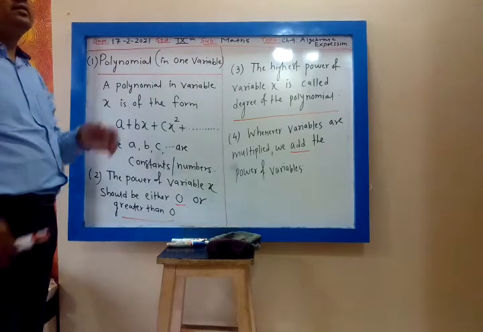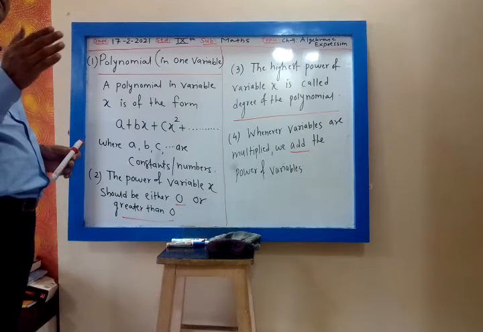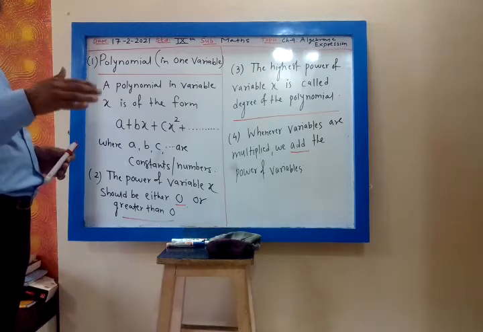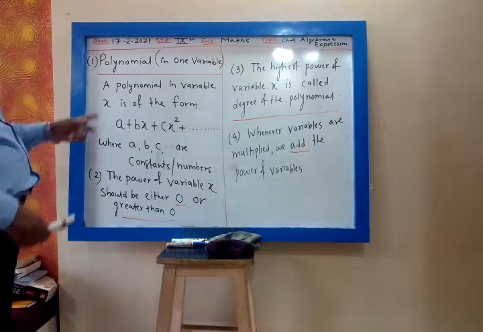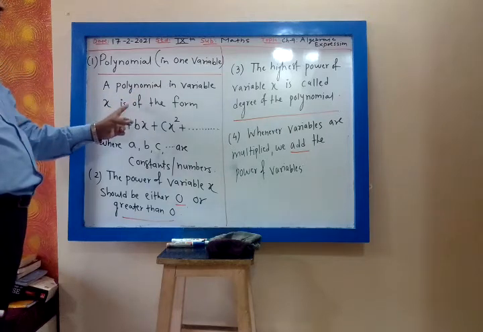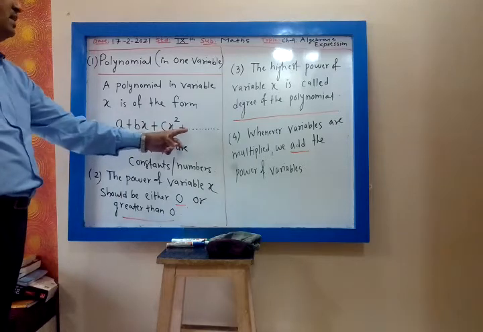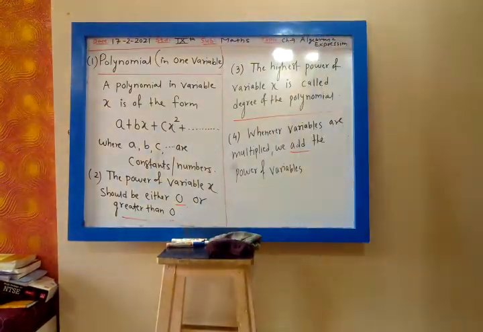Polynomial in one variable. We have seen any algebraic expression having two types. One is variable, other is constant. Variables are my hero, constants are villains. Constant means number. So what is polynomial? A polynomial in variable x is of the form a plus bx plus cx square plus dash dash dash, means it will continue, where a, b, c are constants.